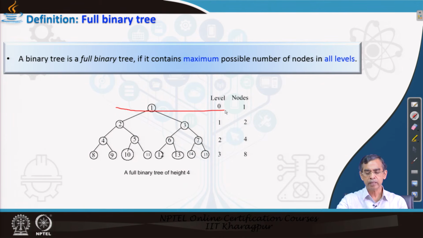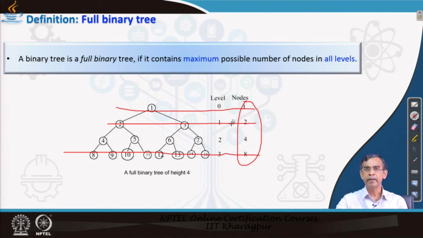So, level 0 has number of nodes 1, the next level has 2 nodes, and the last level, which is level 3, has number of nodes 8. So, 2 to the power 3. So, you see the number of nodes at any level I is 2 to the power I.